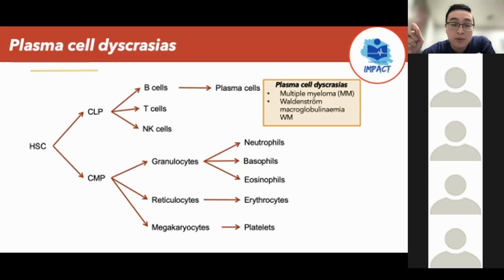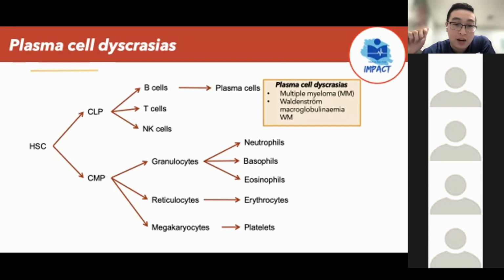The second way to diagnose multiple myeloma is via presence of one of the SLIM features. And do people remember what the SLIM features are? So SLIM stands for, S stands for 60. So 60% clonal plasma cells on the bone marrow. The L or Li in SLIM stands for light chain. So if the free light chain ratio is greater than 100, then you can diagnose multiple myeloma.